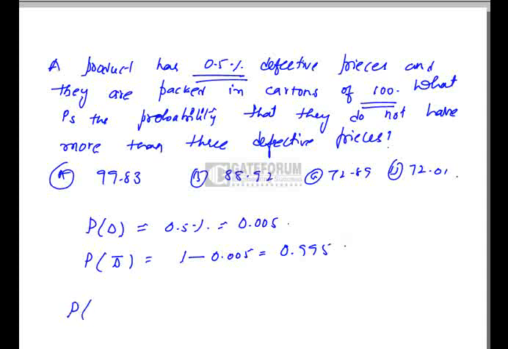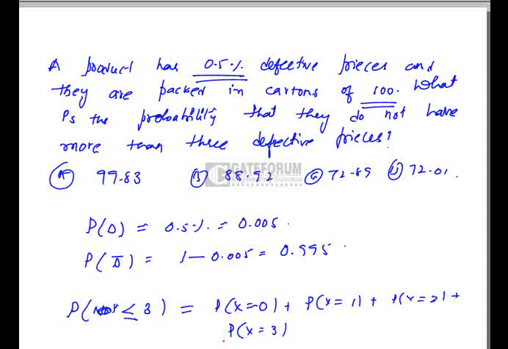Now we need the probability that not more than 3, that means less than or equal to 3. So it should be less than or equal to 3. Now what it is saying is we need the probability that they do not have more than 3 defective pieces. So it can be 3 or less than 3. So it may be either 0 defective pieces, or it could be 1 defective piece, or it could be 2 defective pieces, or it could be 3 defective pieces.